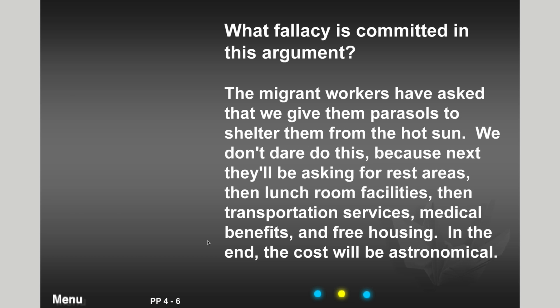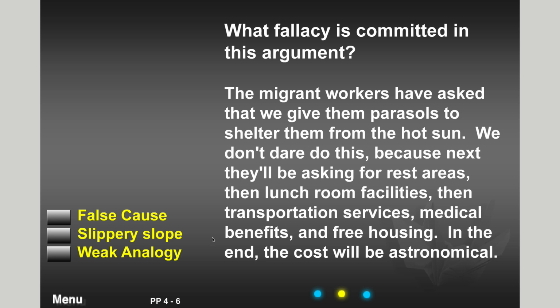The migrant workers have asked that we give them parasols to shelter them from the hot sun, right? Parasols, by the way, are umbrellas. We don't dare do this because next they'll be asking for rest areas, then lunchroom facilities, then transportation services, medical benefits, and free housing, which perhaps they should get, at least some of this stuff. In the end, the cost will be astronomical. Well, we know what this is. One innocent step leads to astronomical costs, right? But you should give them rest areas and perhaps some lunchroom facilities, since they're usually out on the farm, but that's okay.